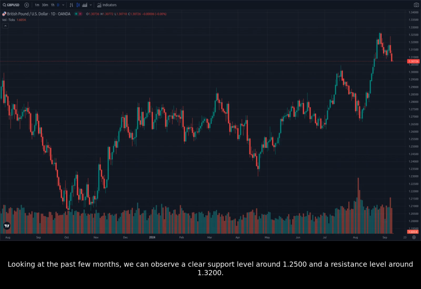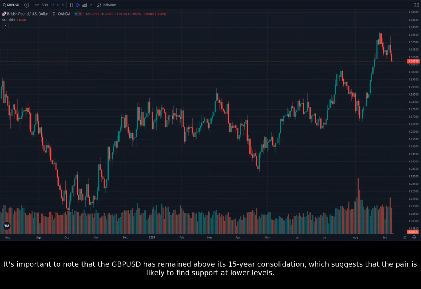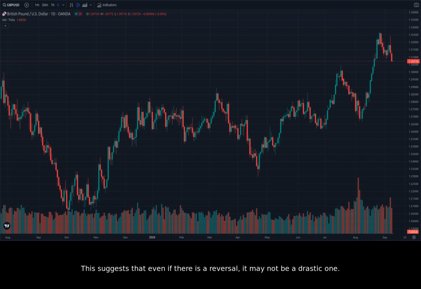Looking at the past few months, we can observe a clear support level around 1.2500 and a resistance level around 1.3200. It's important to note that the GBPUSD has remained above its 15-year consolidation, which suggests that the pair is likely to find support at lower levels. This suggests that even if there is a reversal, it may not be a drastic one.